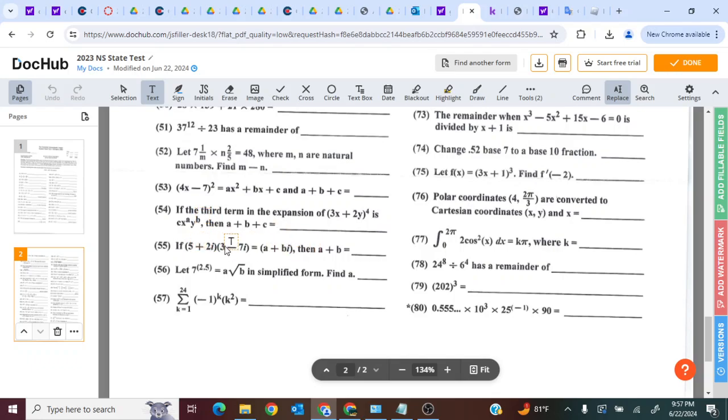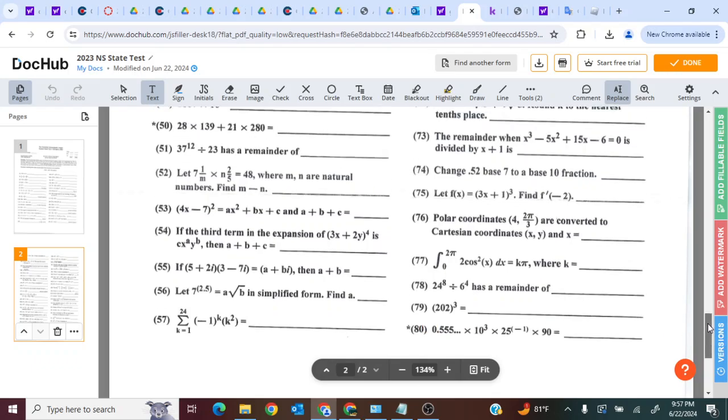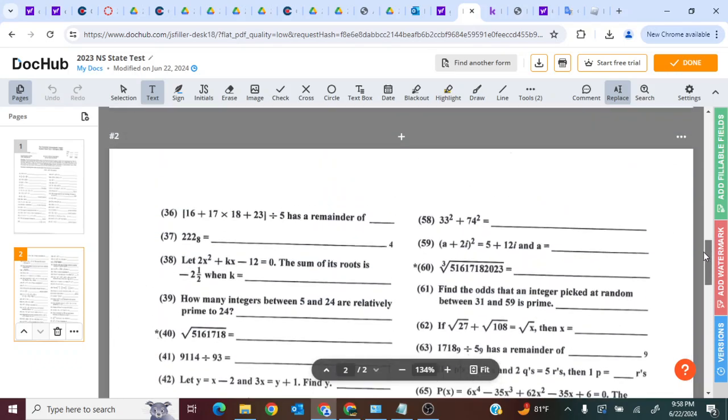A plus B, use FOIL. 15, 21. I personally do 15, and then 29, 35, and 0. Okay, this in simplified form. This is 49 square root of 7. 7 squared times square root of 7. 49 square root of 7. Okay, opposite squares. 24 times 25 over 2 is 300, and it ends out on a positive number, so positive 300.